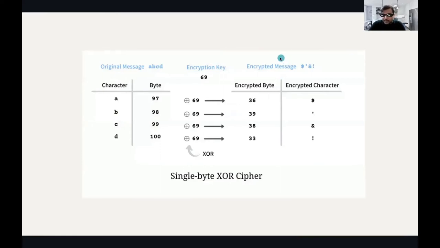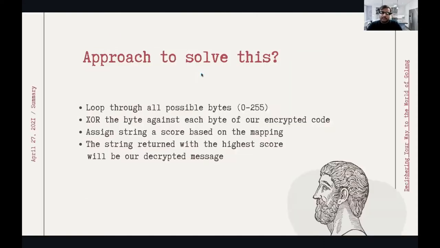An encrypted message will be here and it will be sorted with something, and then we will get the original message, the message that was being tried to figure out. When we see it in the form of code, we might see it better, but we will be looping through all the possible bytes. We'll be sorting the byte against each byte of our encrypted code.